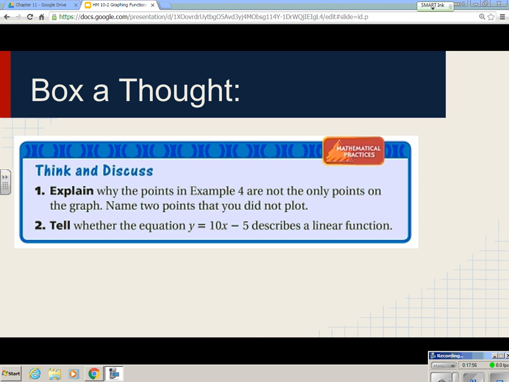Okay, go ahead and work on your box of thought here. Number 1, explain why the points in example 4 that we did, that'd be the one I did before you did your own practice, are not the only points in the graph. How could there be more points along that graph? Think about what we chose and how many different numbers you possibly could choose. Number 2, tell whether the equation y equals 10x minus 5 describes a linear equation. How could you figure that out? You don't actually have to solve it, just tell me.